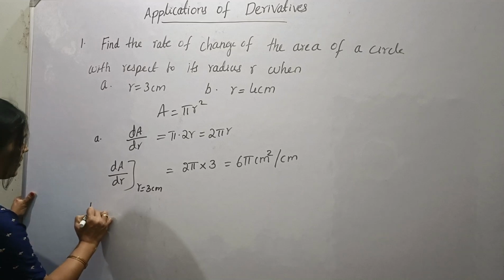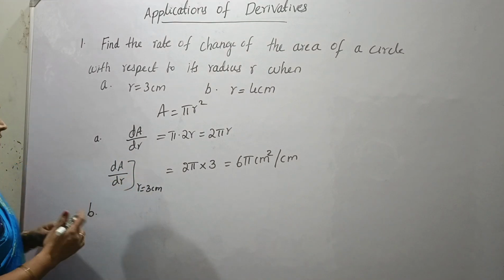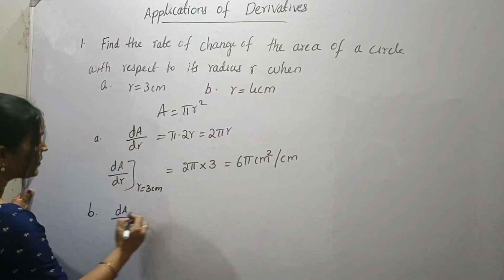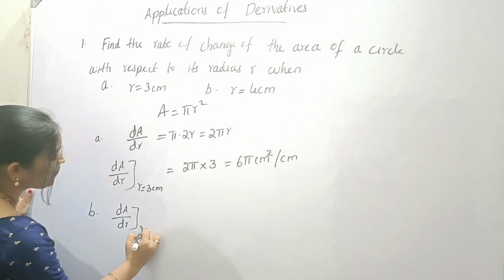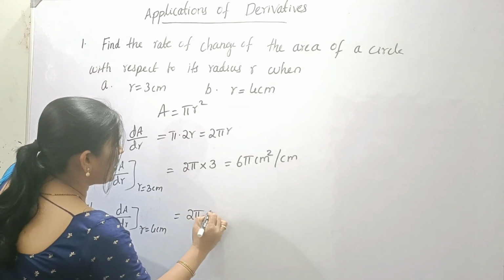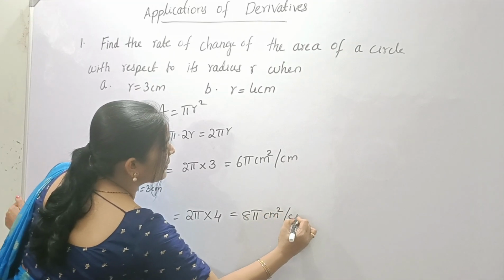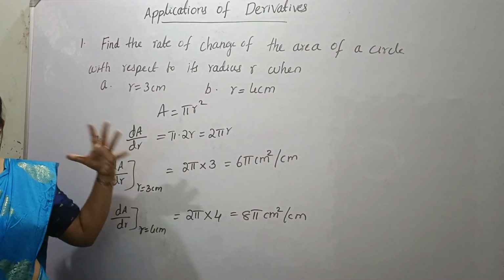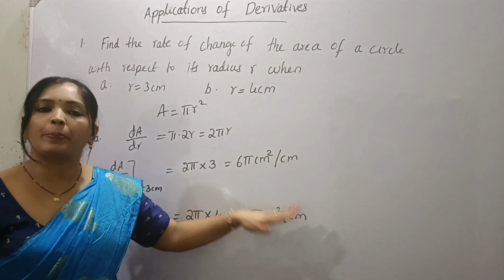Now let's find B. Here also dA by dr, just substitute r is equal to 4 centimeter, right? We have already found dA by dr. When r is equal to 4 centimeter, that is equal to 2 pi into 4, that is equal to 8 pi centimeter square per centimeter. So the rate of change of area with respect to its radius when r is equal to 4 centimeter is 8 pi centimeter square per centimeter.